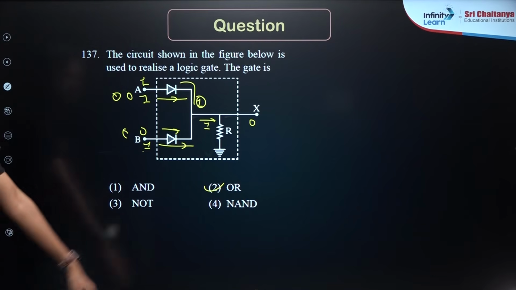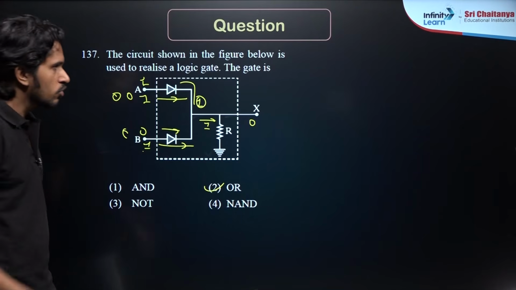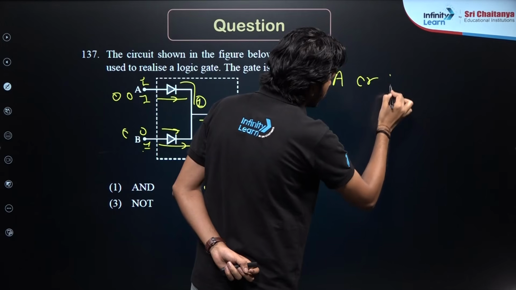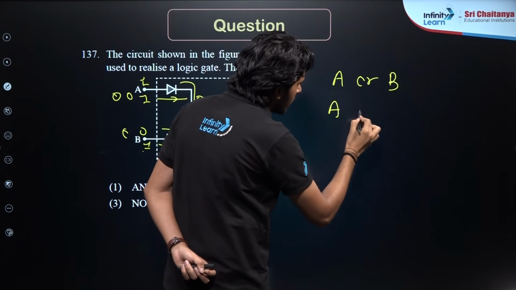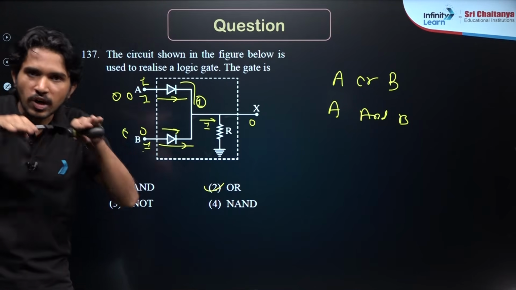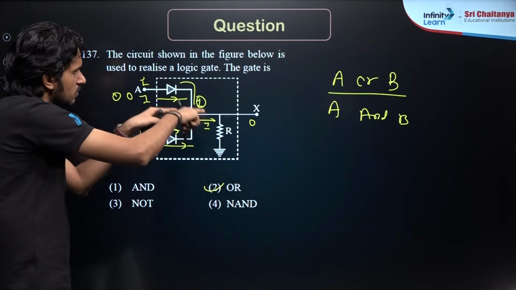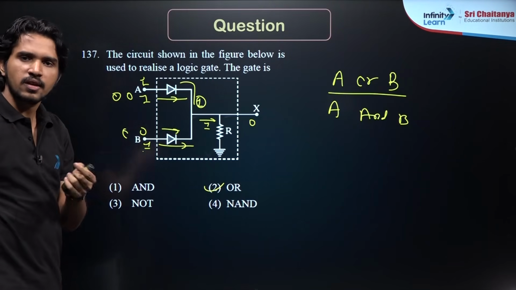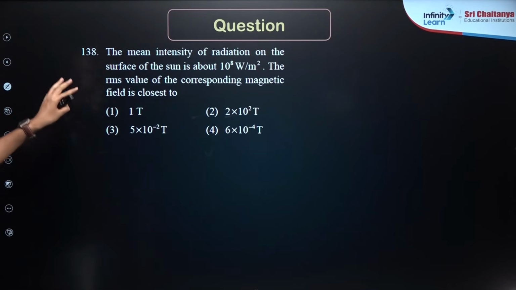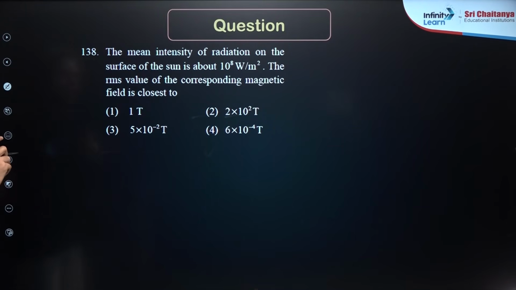That means this is reverse bias. Okay, this is an OR gate, because OR means either A or B. And what is an AND gate? A and B; then both the keys must be on. But in an OR gate, either A is passing the signal or B is passing the signal, and the signal will be passed. So this is an OR gate.